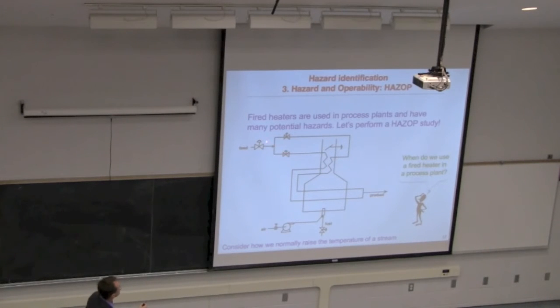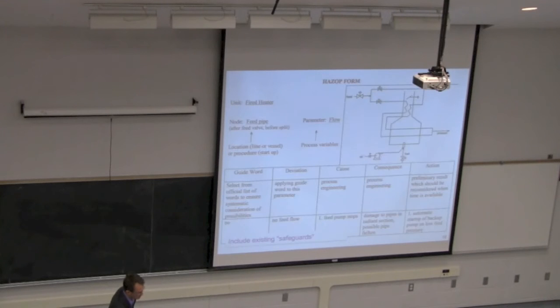So let's take a look at one particular issue here. We're going to look at just this node. After this valve, before we split, what is the consequence of flow being at this level? We're going to consider our node to be that feed pipe, our parameter is flow, and our guide word is no flow. Okay, so make a list. What are the causes of no flow in that piece of pipe? What are the consequences? And what action will you take?